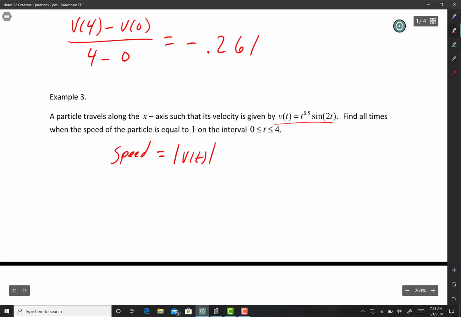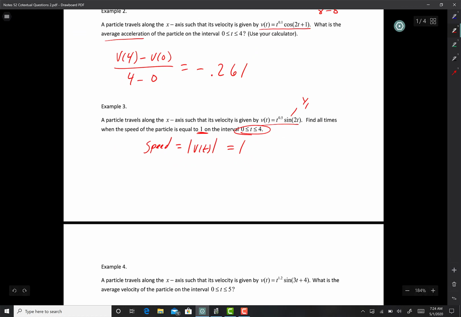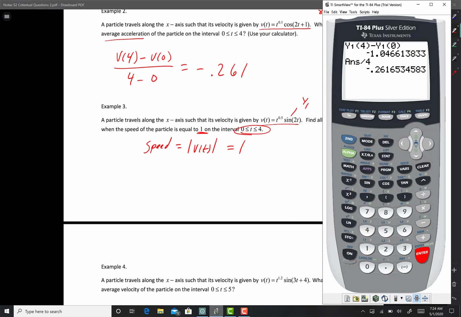So what I'm going to do, and I want to find when my speed is equal to 1. So I want to find when the speed is equal to 1 on this interval. So I'm going to type this into y1. So again, I'm going to zoom out, and I'm going to show you what I'm going to do. I'm going to type the absolute value of that, guys.